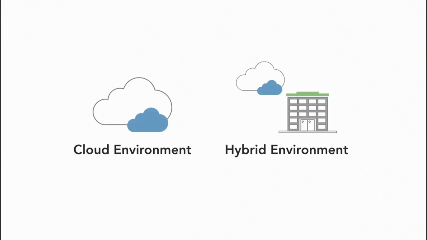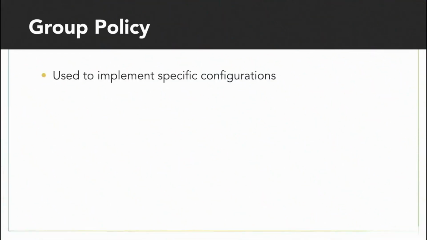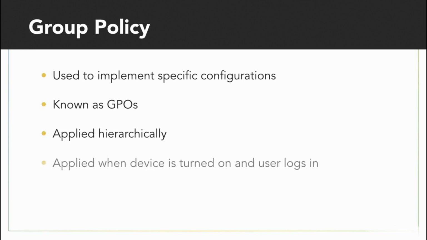Let's now consider how to manage Intune and group policy conflicts within a hybrid environment. First, let's review how group policies work. Group policy can be used to implement specific configurations for users and devices. Configurations created with group policy are known as group policy objects or GPOs. GPOs are applied in a hierarchical manner, and devices will typically receive multiple GPOs within an organization. GPOs can affect the device or the user, and they're applied when a device is turned on and when a user logs onto the device.